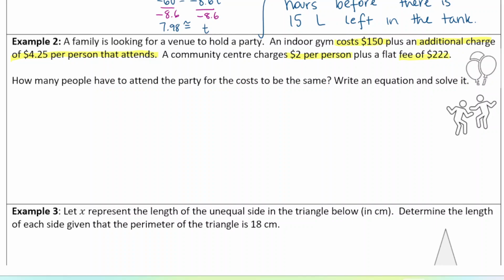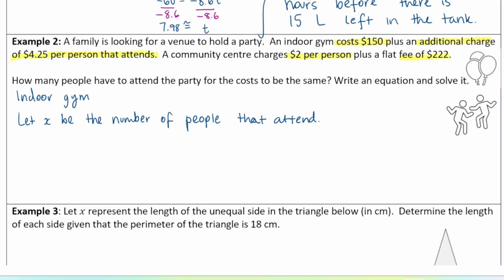So we're comparing two different venues here. How many people have to attend the party for the cost to be the same? So we want the two costs to be equal to each other. So let's write an expression for the indoor gym. And we need to define a variable here. So let's say let x be the number of people that attend. You should always define your variables, because that's the thing we don't know.